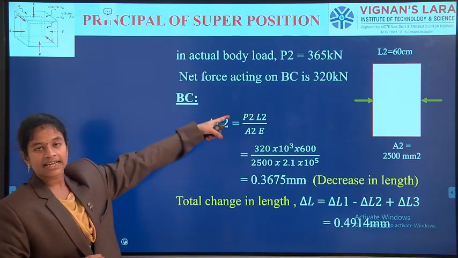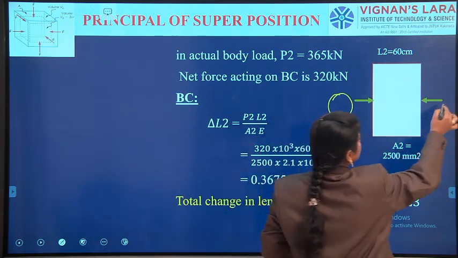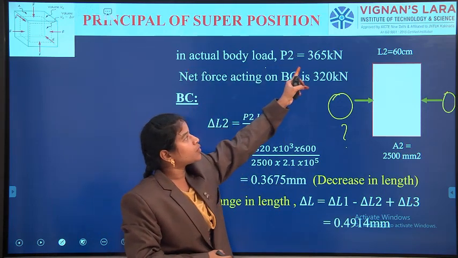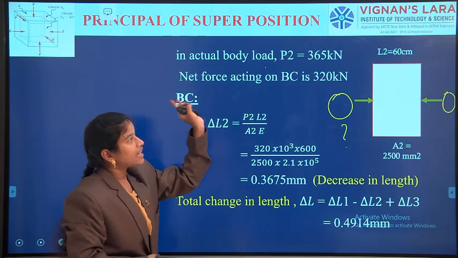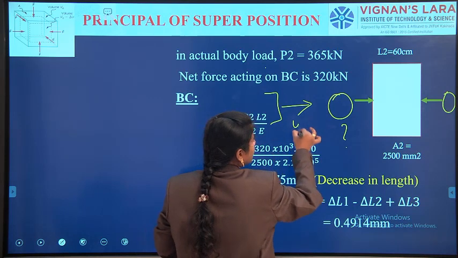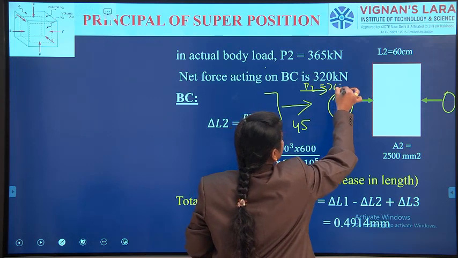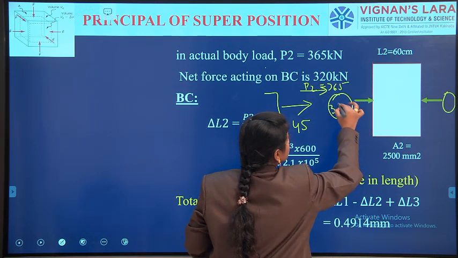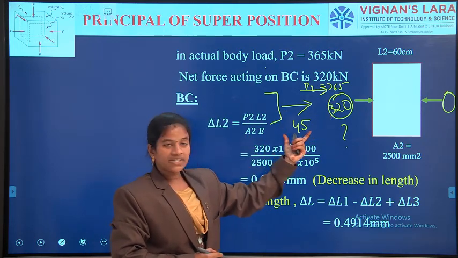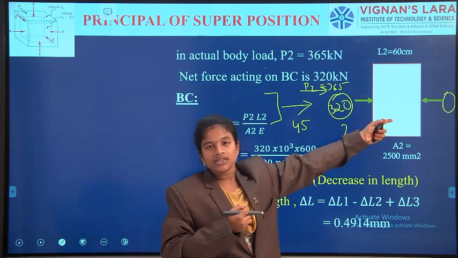Now, the next segment, BC, has compressive force. But what is this value? How will we get it? See here. In the actual body, load P2 is equal to 365 kilonewtons. Now, the net force acting on BC: the first body is already taking 45, but P2 is 365, so the remaining in this direction will be 320. The total in this direction is 365, but our first segment is already taking 45. The remaining 320 will be acting on this body.